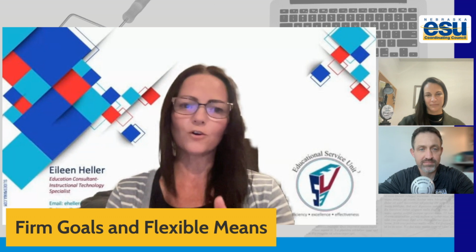Who is it that they really want to engage with? What topic might be relevant to them? What might be the purpose in it? And I might lean on another standard to bring in something like explanatory text or informational text around that. So when we're looking at that, we keep the firm goal, but we look for some flexible means.